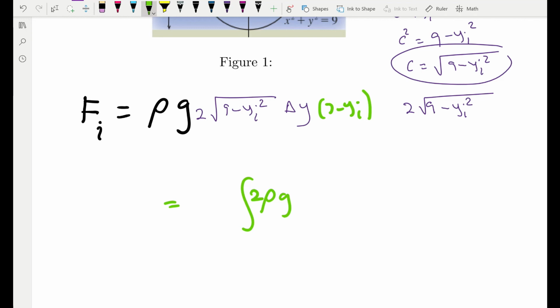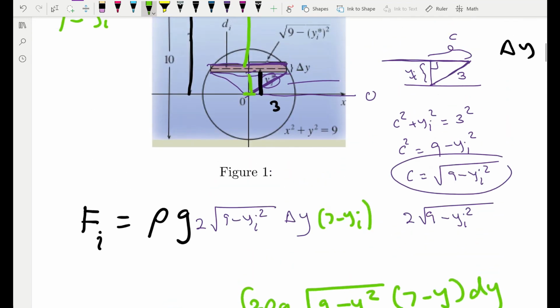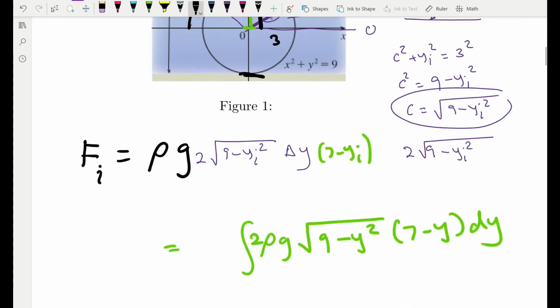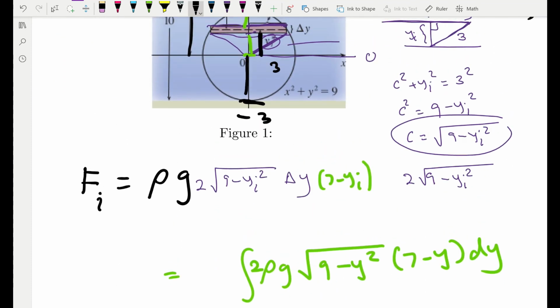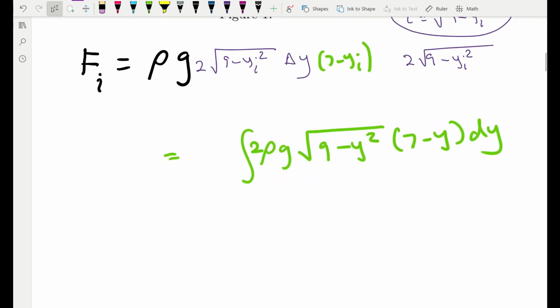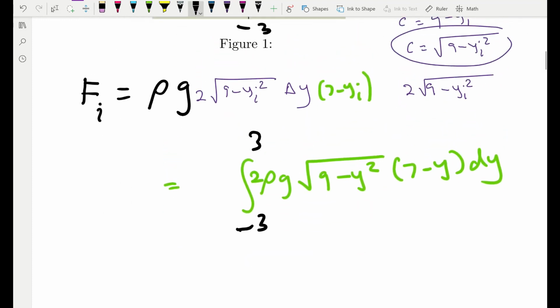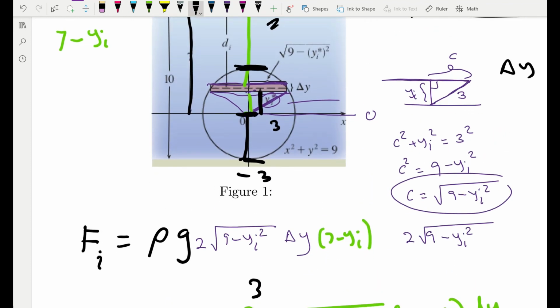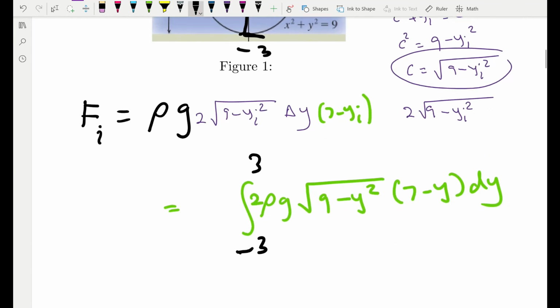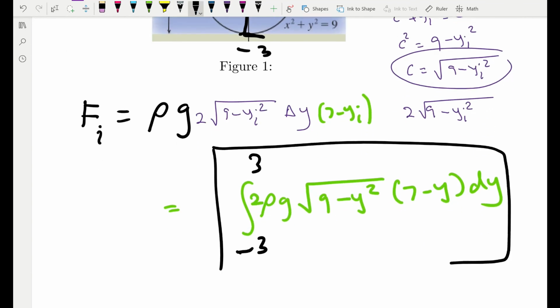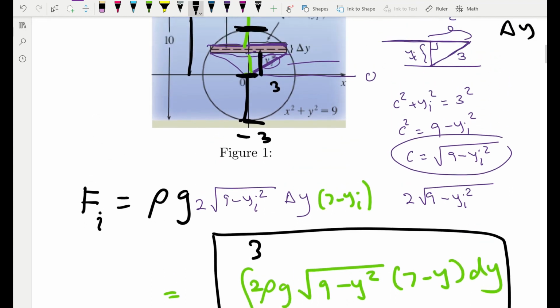Now you can write this as the integral of rho g, and the 2 I'm going to take in front, times the square root of 9 minus y square, times 7 minus y, dy. Now, integrating from where to where? From the bottom of the object to the top of the object. You want to find the pressure on the object, not outside, right? The bottom of the object is -3 because the radius is 3, and the top is 3, because 0 is in the middle. So you're integrating from -3 to 3. This is the integral that will give you the force acting upon this circular plate because of water.